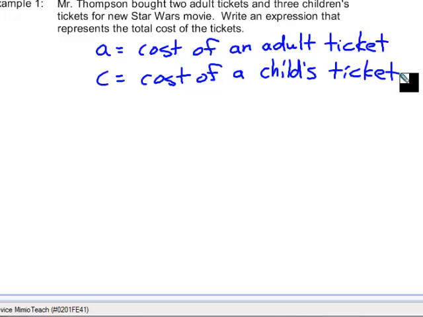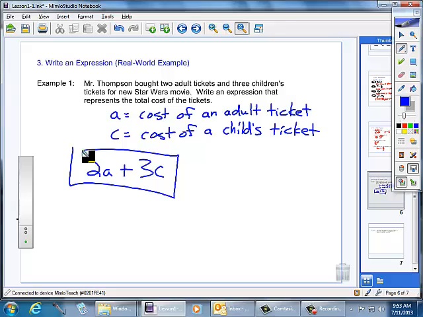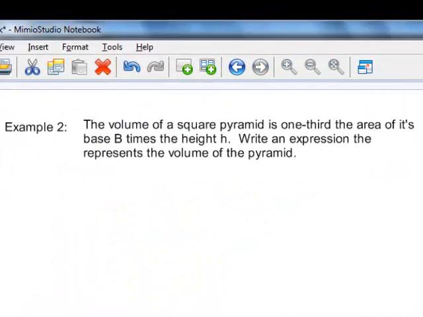Well, how many adult ones do I have? 2. So if I want a total cost of that, I would just say 2 times the cost of one ticket, A. And I want the total, so I would add to that the cost of the children's tickets, which I have 3 of, and multiply it times one of them, cost of 1. And that would be my expression. Simple as that, lickety split. I'm going to leave one for you guys that I will go around and check here in a little bit, see if you can figure that out.